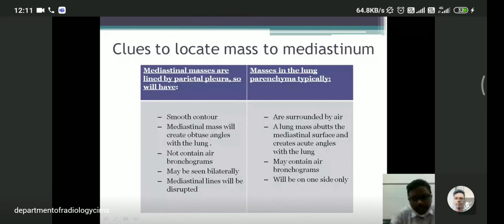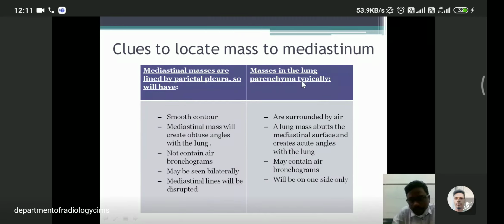There are certain signs or clues that help us locate the lesion in a particular mediastinal compartment. Here we are discussing mediastinal masses versus lung parenchymal masses. How can we differentiate them? A mass in the mediastinum should have a smooth contour. It will create an obtuse angle with the lung, and it doesn't contain an air bronchogram. It may be seen bilaterally, and the mediastinal line, which we'll discuss later, will be disrupted or displaced.